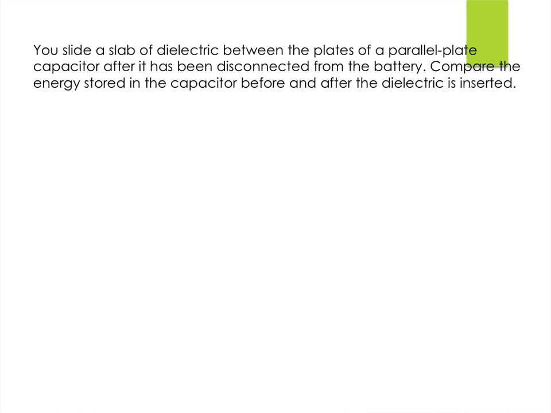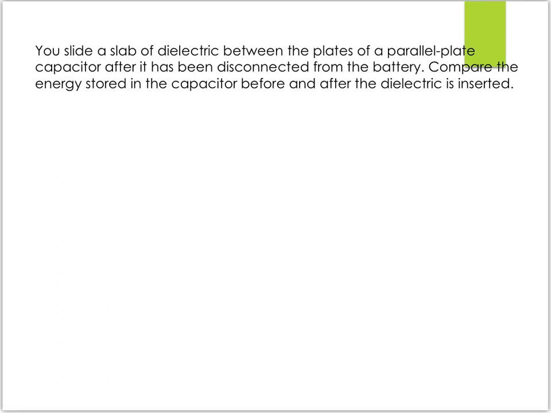In this situation, they want me to compare the energy stored in the capacitor before and after the dielectric was inserted. So originally, that would be the energy, but remember we said the capacitance went to kappa times C naught, and the voltage went to V naught over kappa.